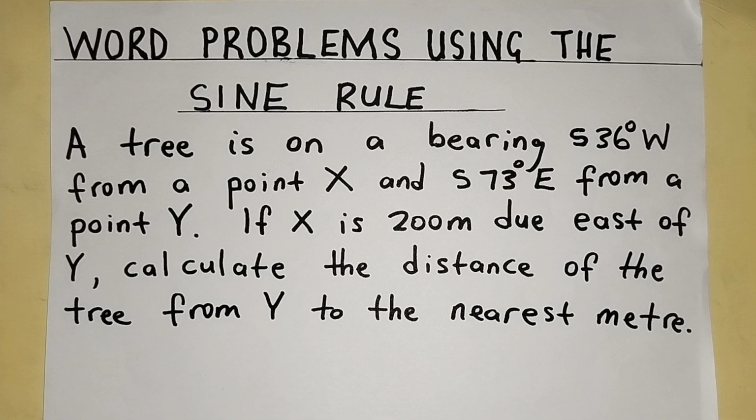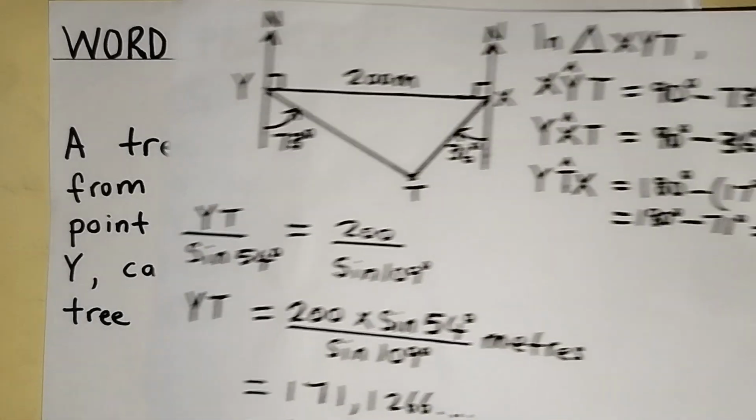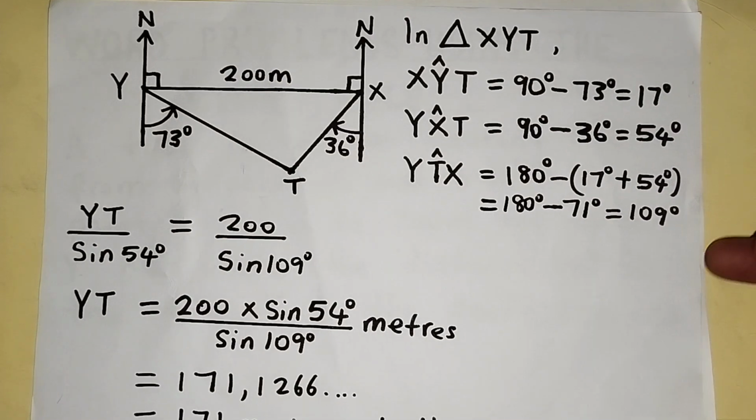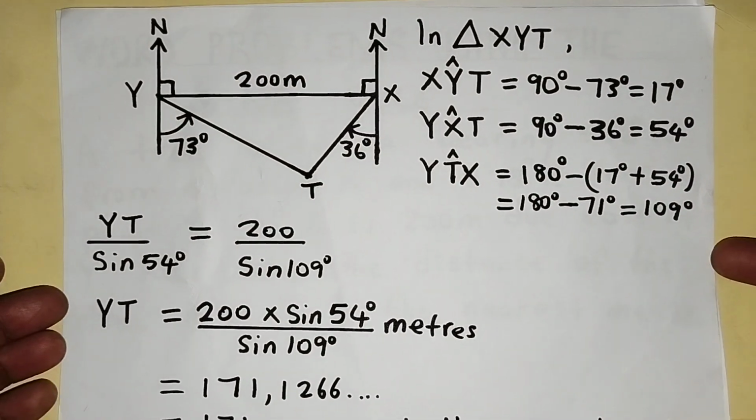A tree is on a bearing of south 36 degrees west from a point X and south 73 degrees east from a point Y. If X is 200 meters due east of Y, calculate the distance of the tree from Y to the nearest meter. So we are going to use this diagram for us to answer this question.